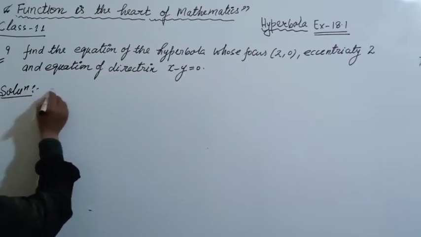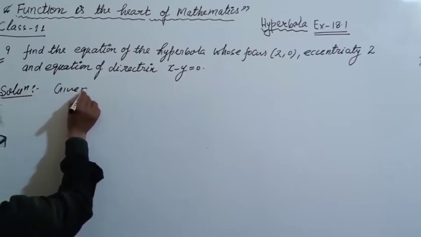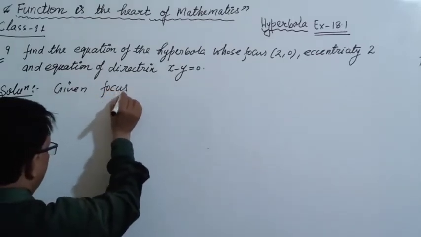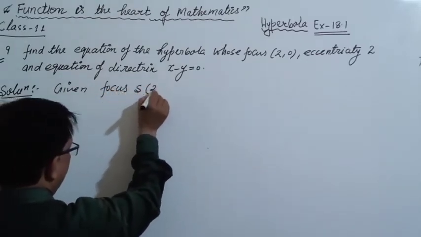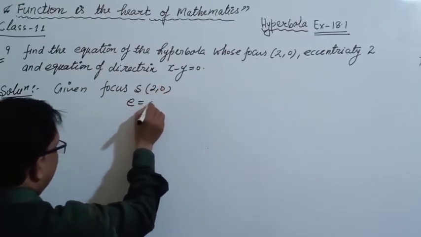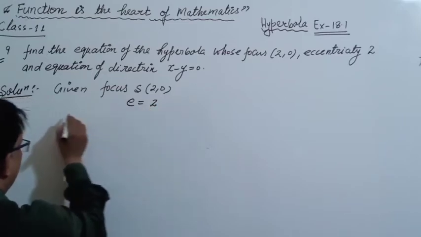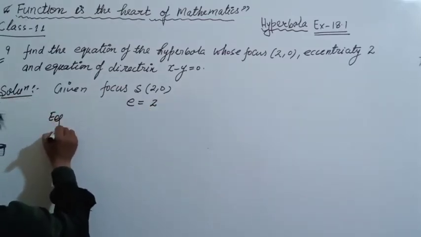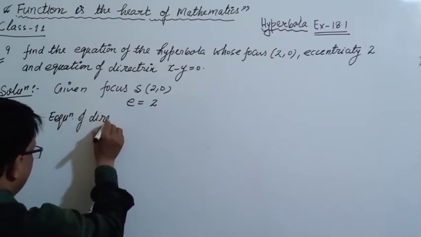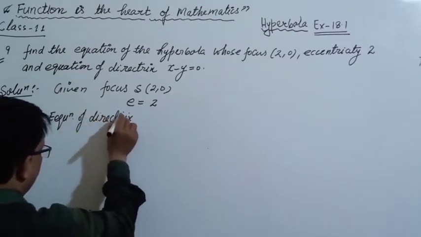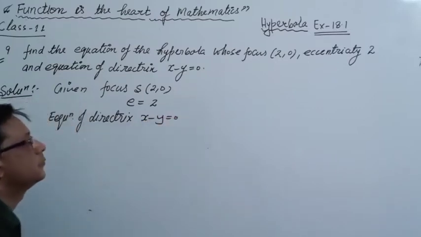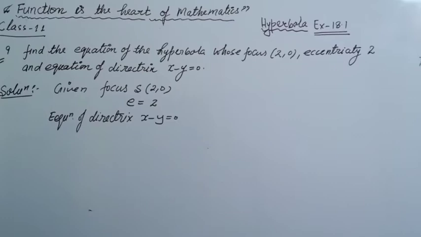What is given? We have focus denoted by S (2, 0). Eccentricity e is 2. Equation of directrix is x minus y is equal to 0. Okay, these things are given.